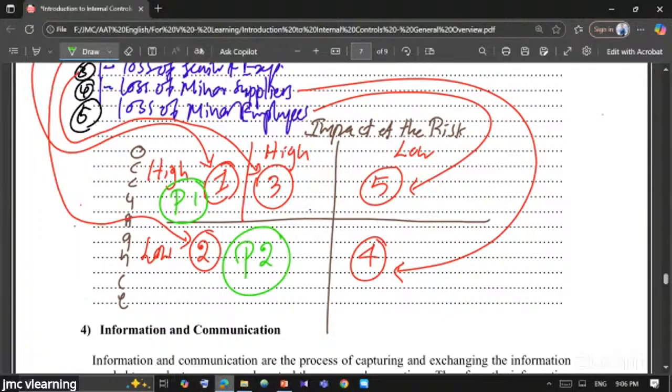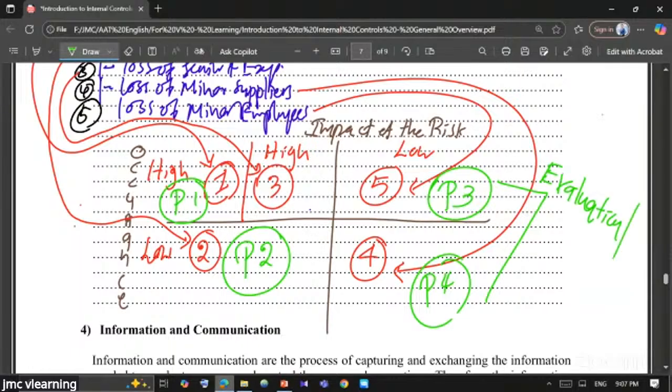Then I will be putting P3 here, and I will be putting P4 here. This is all about risk evaluation. If I am the managing director of this company, I will not be bothering about this risk, and I will not be bothering about this as well.